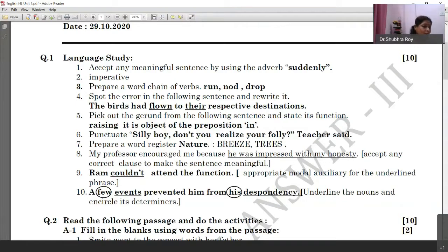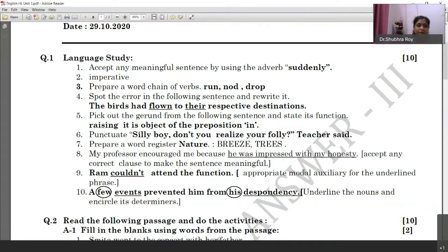The sentence given was, "A few events prevented him from his despondency." And the question was, underline the nouns and encircle its determinants. So the nouns are events, despondency, and determinants. Here you get "few," a quantifier, and "his" is a pronoun. So these are the determinants in the sentence.